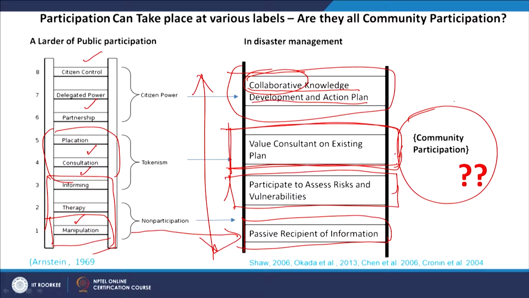Everybody is saying that I am doing community participation. Any project you open, they would say that our project is participatory. But it could be just providing information, or it could be just value consultation with the people, or it could be collaborative knowledge or plan development. Then if all of them are participatory, then we are lost. So therefore, people have different understandings.